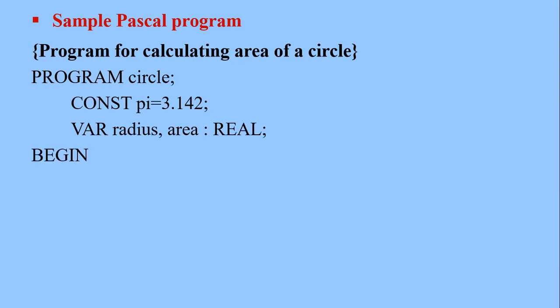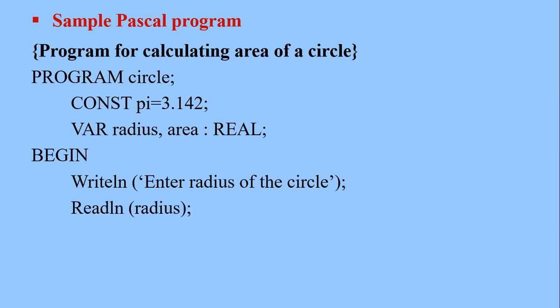And then we begin. The first statement is to request the user to enter the radius of the circle. So writeln: display the statement, enter radius of the circle, on the screen, and then allow the user to enter a value for radius. So read a value entered by the user and drop one line below the value entered. Then calculate the area of the circle by getting the value stored in the memory location called radius, multiply by itself, and then multiply the answer with the content of the memory location called pi. The overall results, store them in the memory location called area.